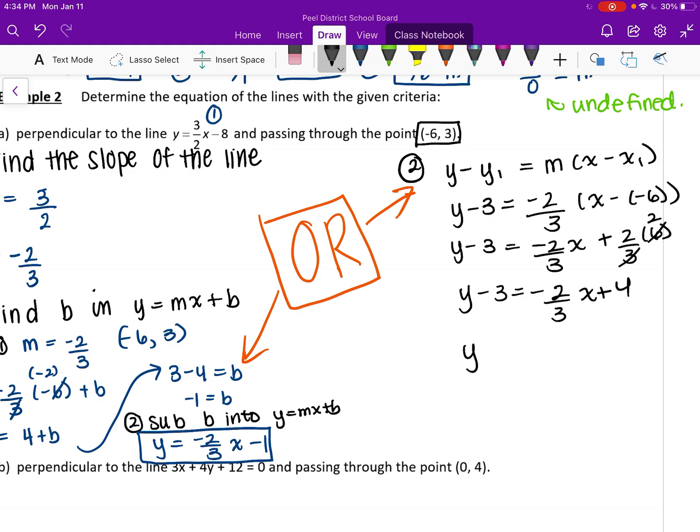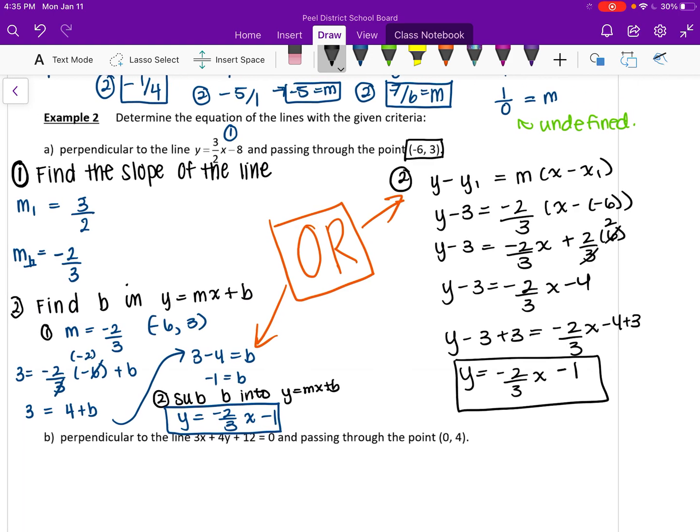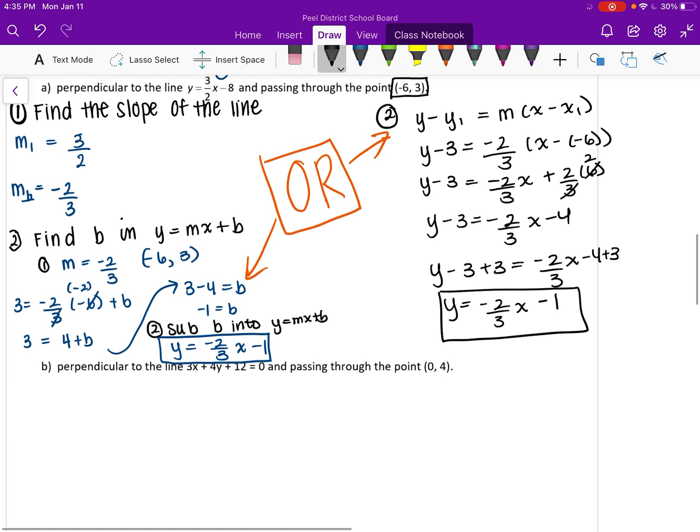Then I'm going to do y. I want to get rid of this. Oops, that doesn't become a plus 4 because you're doing negative 2 over 3. So this becomes a minus 4. And I'm going to add a 3 over here to get rid of it. Y equals negative 2 over 3x minus 4 plus 3, which is negative 2 over 3x minus 1. You get the same answer. So you can do it either way. It does not matter. But you are going to get the same thing. You're going to get negative 2 over 3x minus 1.